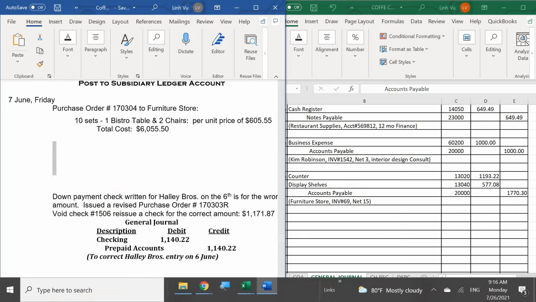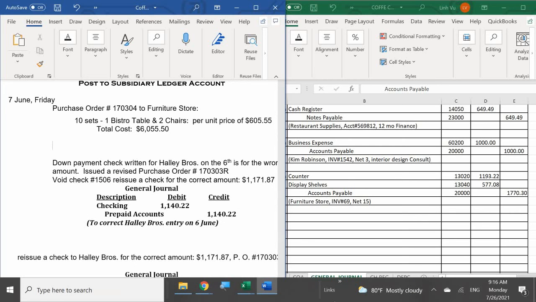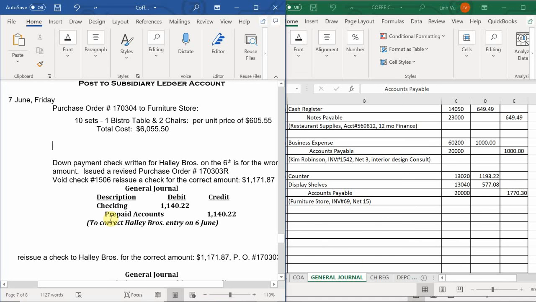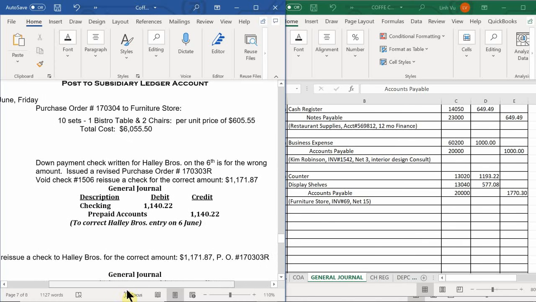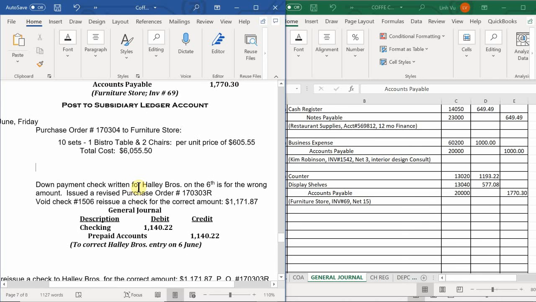So then, what has happened here? What happened to the down payment? You have to cancel that check because you wrote the wrong amount. Right, that's correct. In this case, we wrote for the wrong amount, so we're going to issue a revised purchase order, and we're also going to rewrite a new check. Okay?